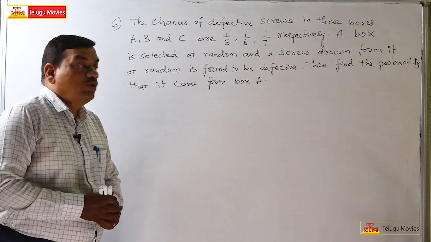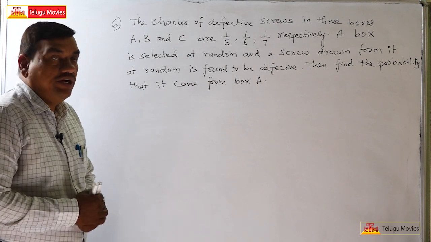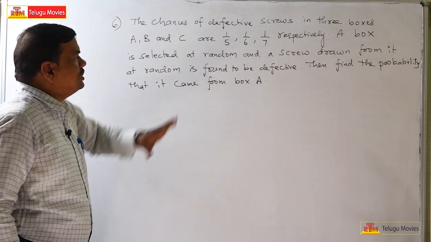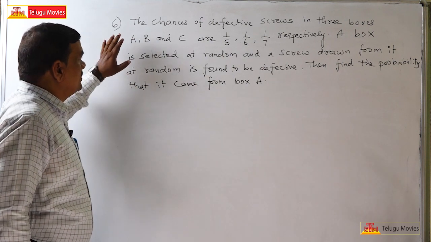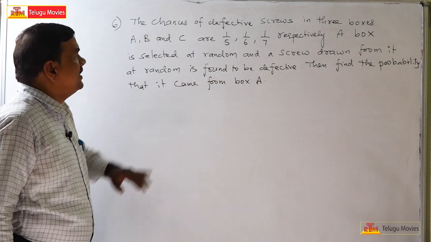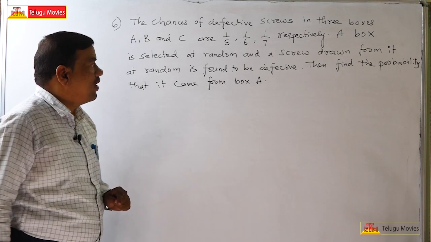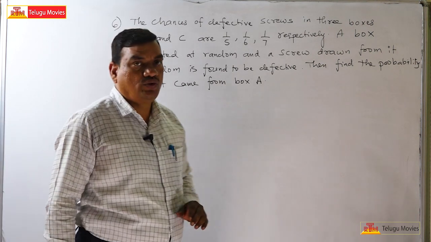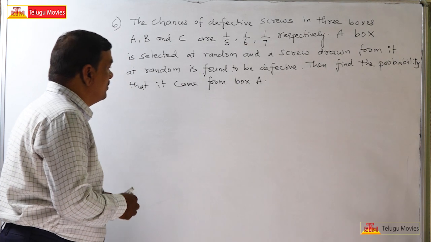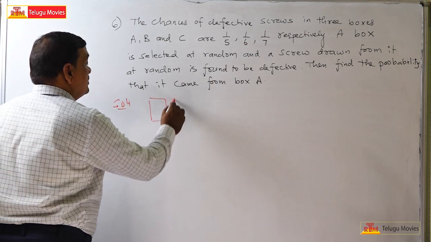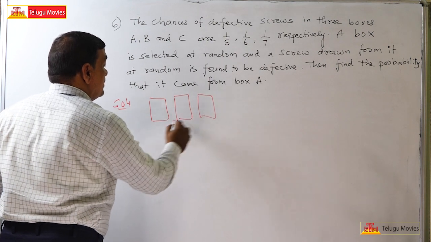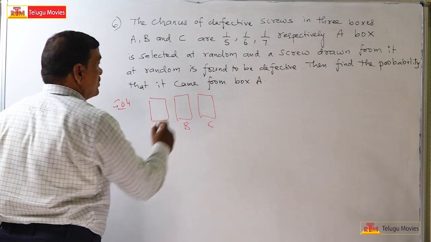Hi students, welcome to this problem from probability. The chances of defective screws in 3 boxes A, B and C are 1/5, 1/6 and 1/7 respectively. That means there are 3 boxes: box A, box B, box C.